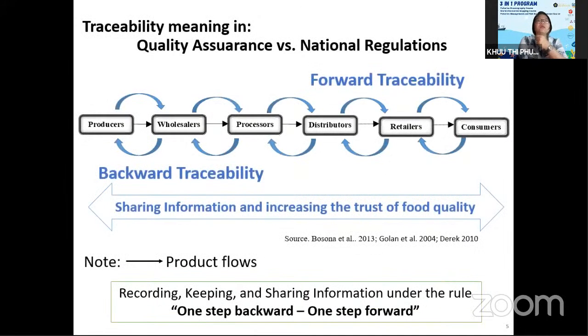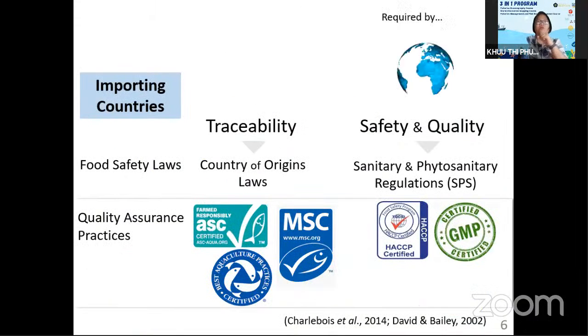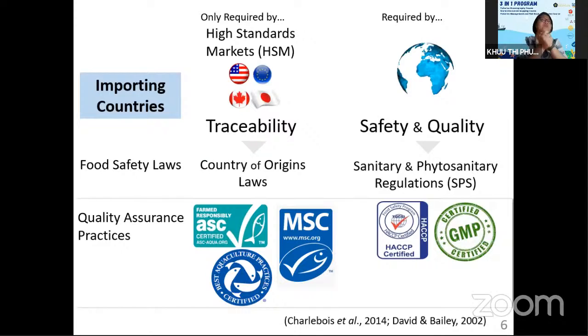And here's my simulation. You can see the product flows along the supply chain, and the blue one is the forward traceability and backward traceability. Traceability means that even in quality assurance or national regulations, they share information and try to increase the trust in food quality. Okay, and remember this information from the global market.